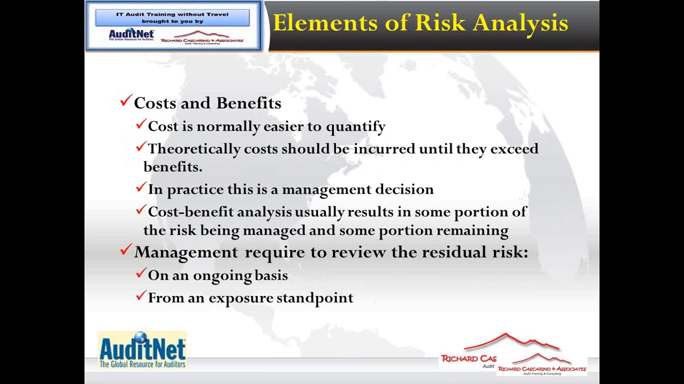Problem: what happens when that $50 of petty cash over a 2 or 3 year period builds up to $500,000? So management has to review that residual risk. How much risk are we saying we will accept on an ongoing basis from all of those exposures? From the potential for loss, from the potential for fraud, from the potential for bad publicity.